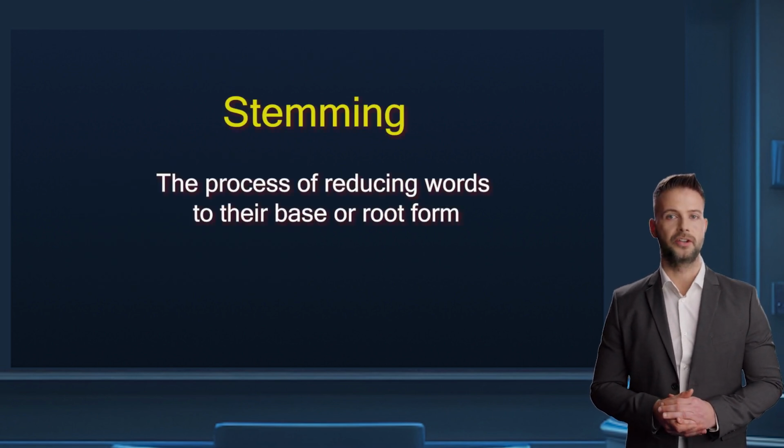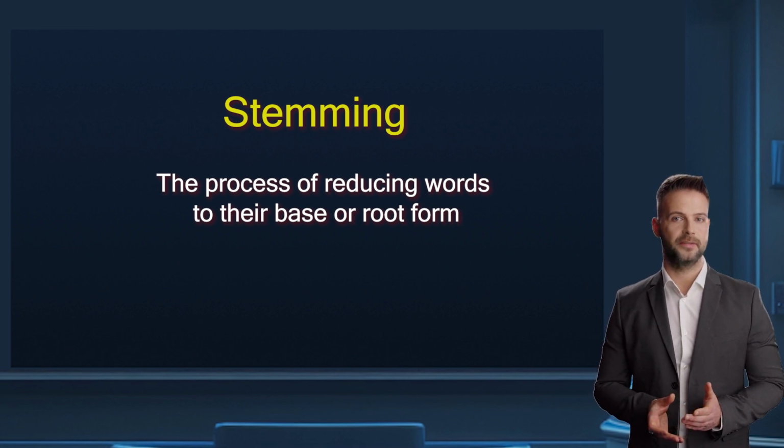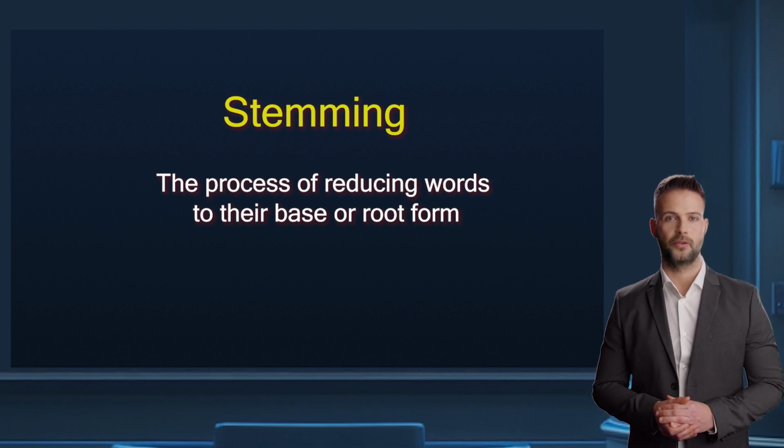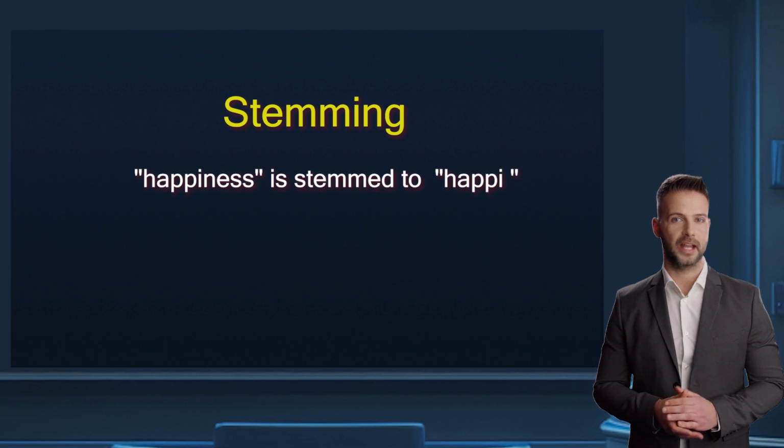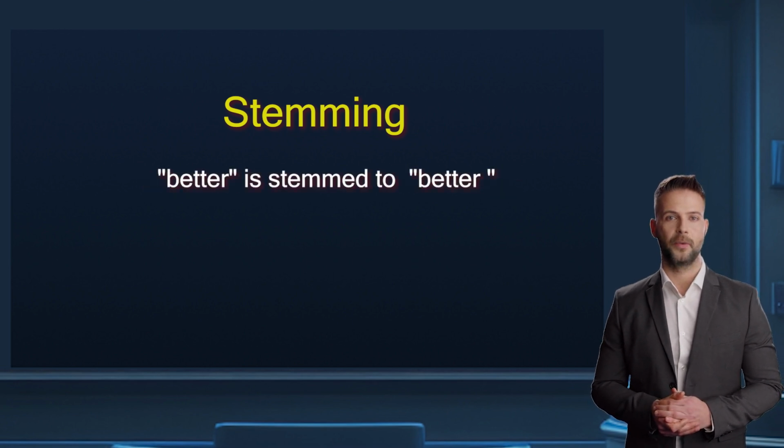Stemming is the process of reducing words to their base or root form. The idea behind stemming is to treat different forms of a word as the same, which can help improve the performance of NLP models. For example, the words running, runner, and ran can all be reduced to the root word run. Stemming algorithms, such as the Porter stemmer, work by removing suffixes from words. For instance, running is stemmed to run. Happiness is stemmed to happi, spelled with an I. Better is, well, better. It is already at its root form, right?